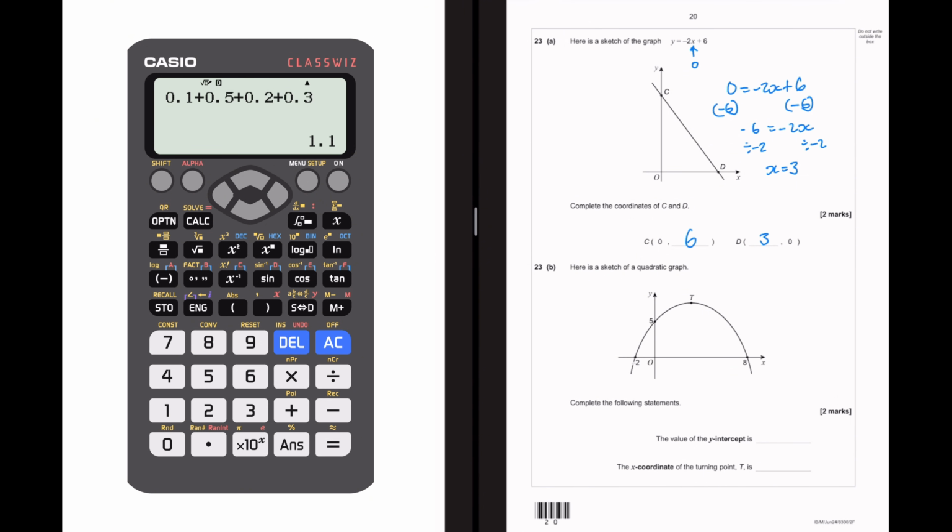And the final question says, here is a sketch of a quadratic. Complete the following statements. So the value of the y-intercept is 5. And then the x-coordinate of the turning point, t, is, and then we need to fill in this number. So the turning point lies in the middle of these two numbers. So to find the middle of two numbers, we add them together. So negative 2 plus 8, and then divide by 2. So negative 2 plus 8 is 6. And then if we divide that by 2, that's equal to 3. So the x-coordinate of the turning point, t, is 3.